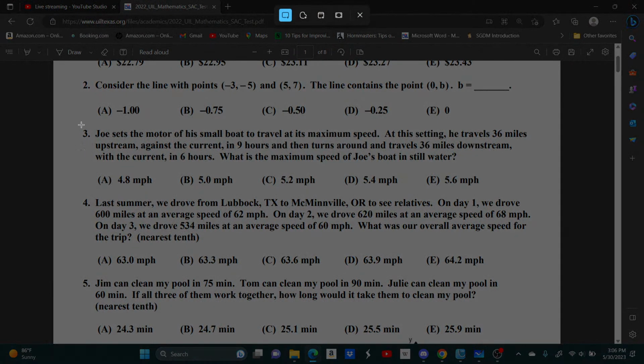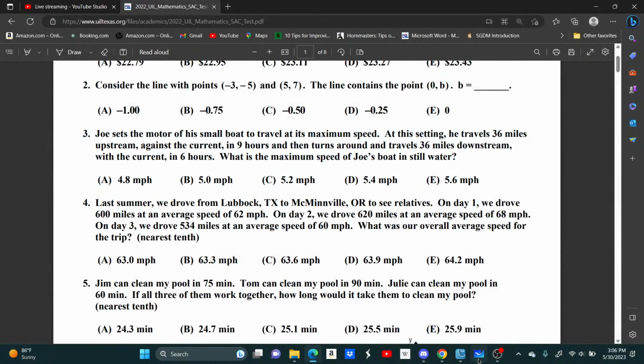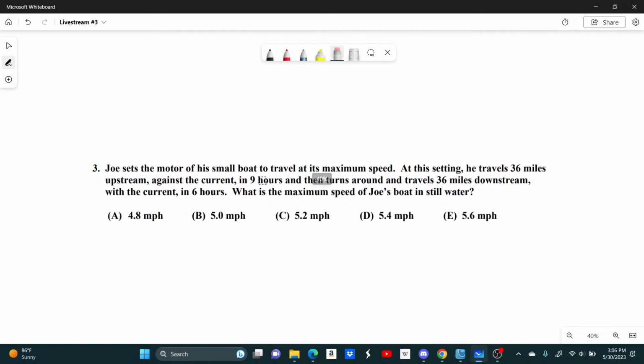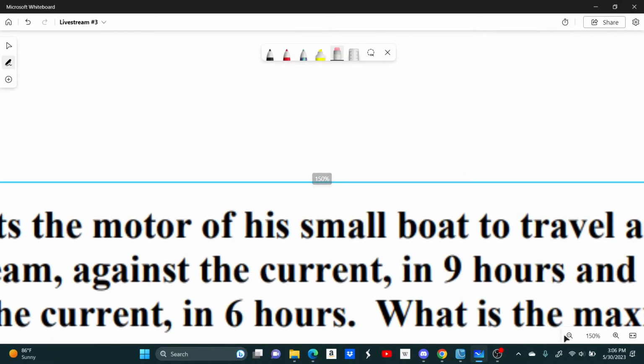Okay, let's see this next one. So, Joe sets the motor of a small boat to travel. Ooh, hang on.